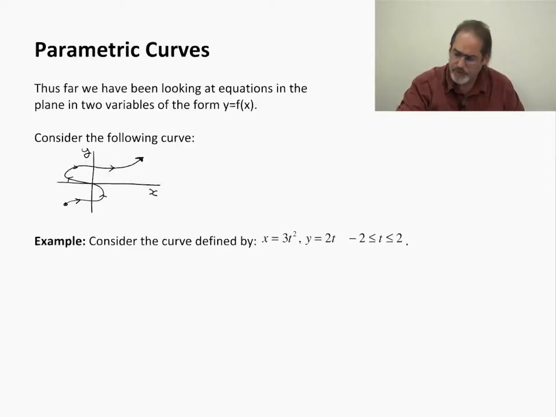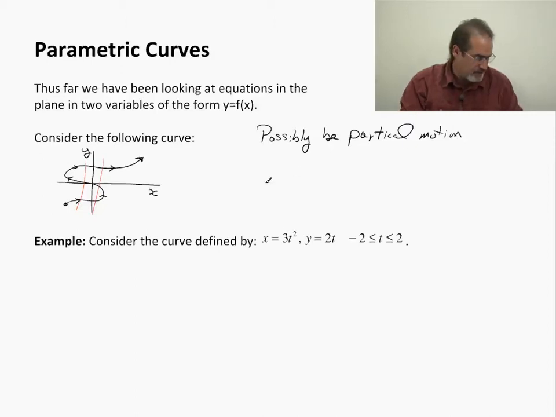Now, this curve is not a function the way we've come to love and adore functions. This thing fails the vertical line test absolutely miserably, right? So how do we represent something like this? I mean, what is this? This could possibly be maybe a particle motion. So this is actually representing the movement of a particle.